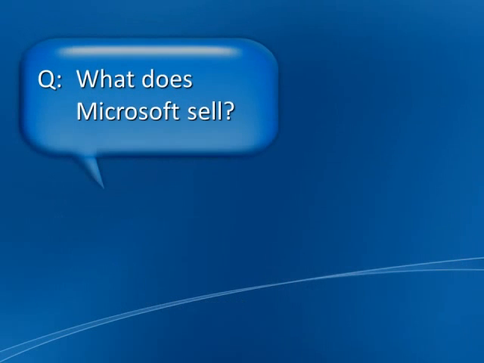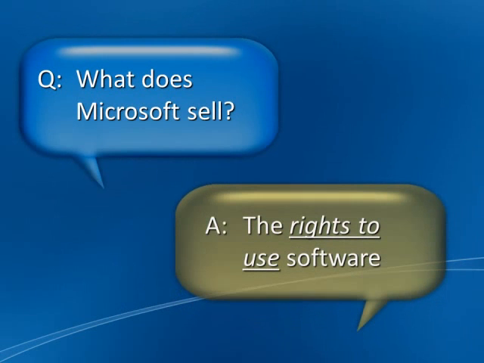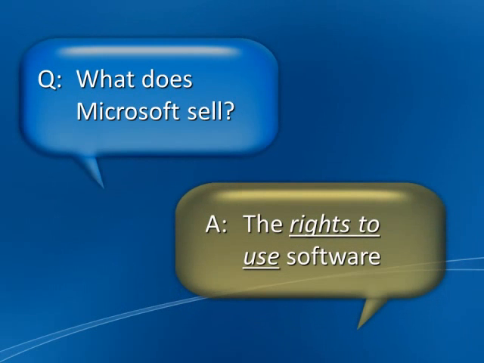So what actually is a license? What does Microsoft sell? Well, Microsoft sells the rights to use software. So they're not selling the actual software itself. You know, when you purchase Microsoft Office, you're not buying Office, you are buying the rights to use Office. And what you can do with that software is dictated through the use rights document. So depending on how you have purchased your software, that will control what you're allowed to do with it.